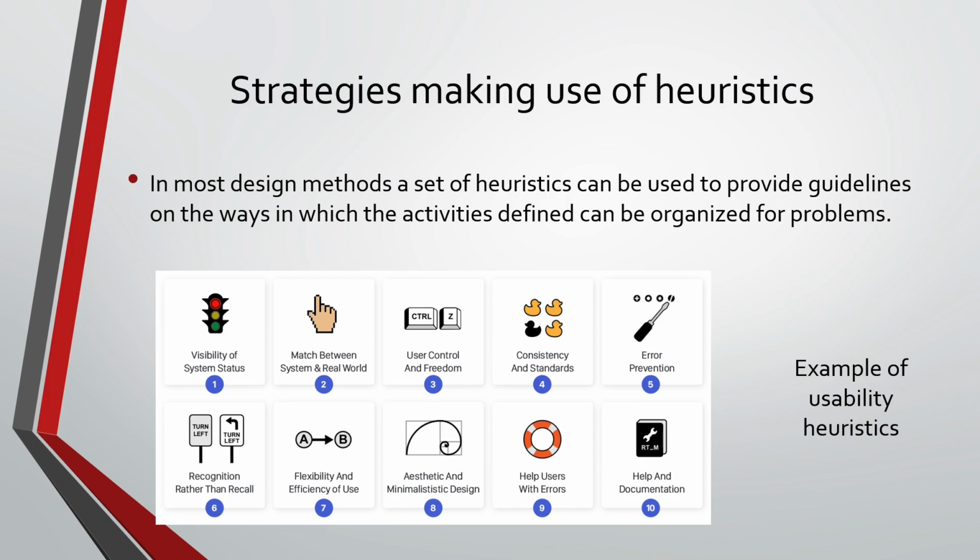We also have strategies that make use of heuristics. In most design methods, a set of heuristics can be used to provide guidelines on the ways in which the activity defined in the process part can be organized for specific classes of problems. These are generally based on experience of past use of the method within a particular domain or for a particular form of structure. Here we have a little example of usability heuristics that are defined in order to test usability. And we can have many more heuristics depending on the domain.